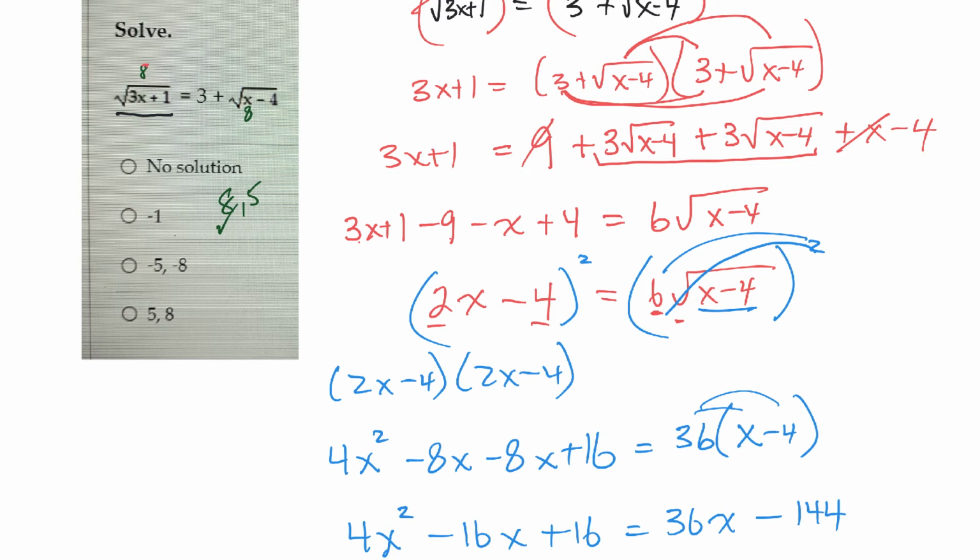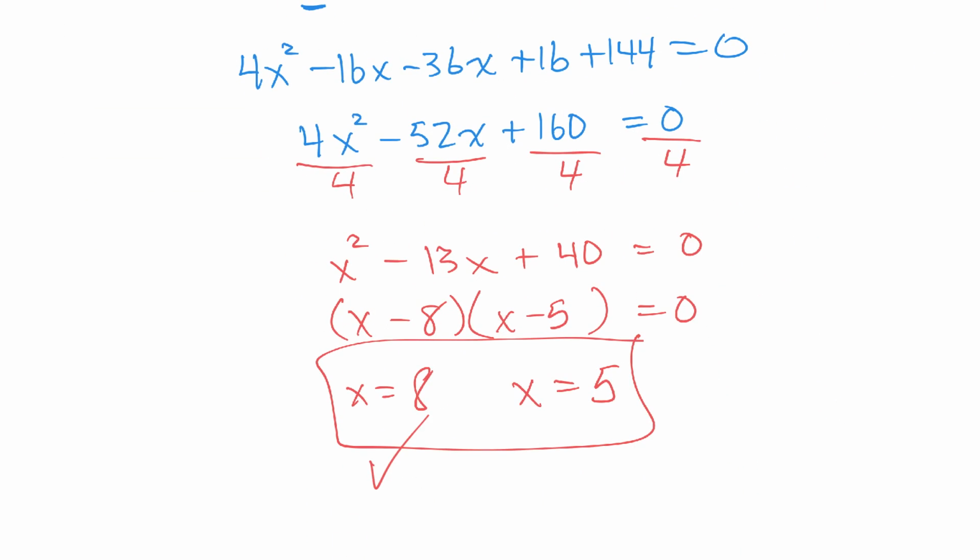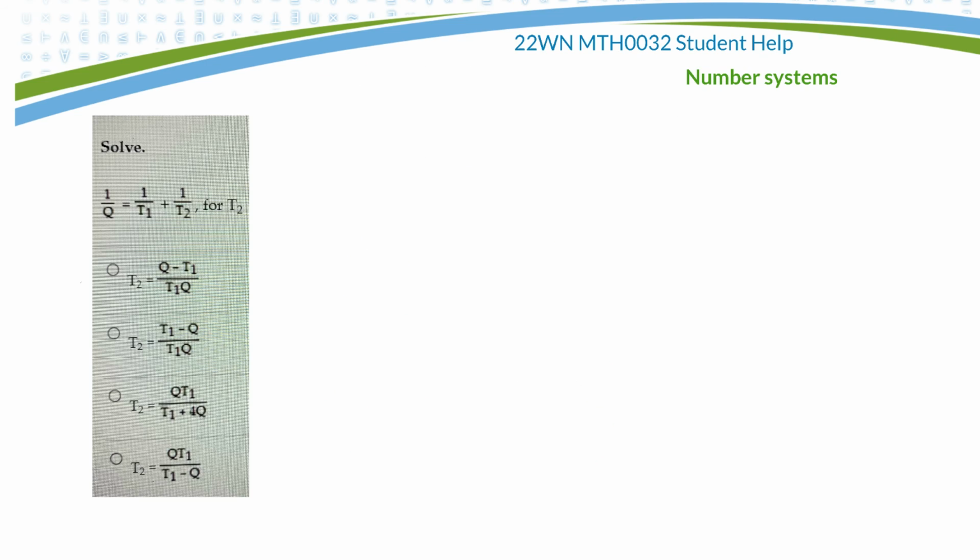Okay, so if I put a 5 in for x, 3 times 5 is 15, plus 1 is 16. Square root of 16 is 4, I get on the left side. Okay, and I'm putting a 5 here. 5 take away 4 is 1. Square root of 1 is 1. 3 plus 1 is 4. Oh, so they both work. Okay, so both those answers will check out.